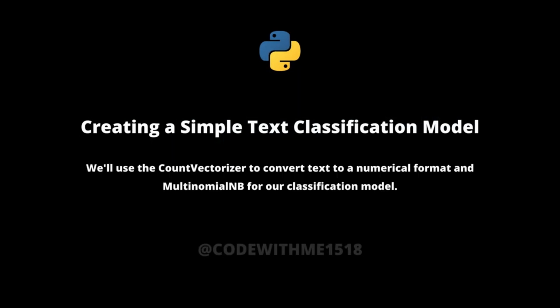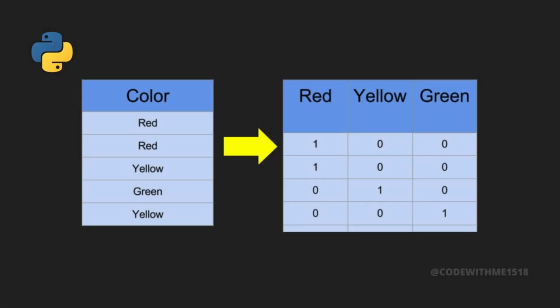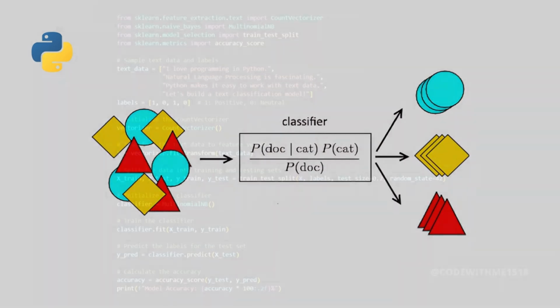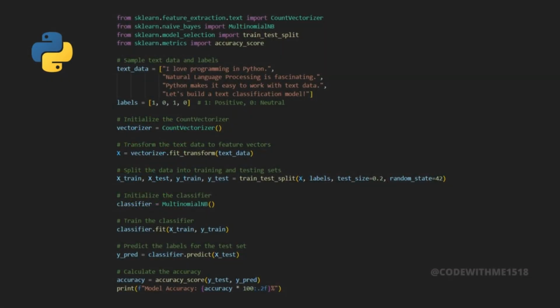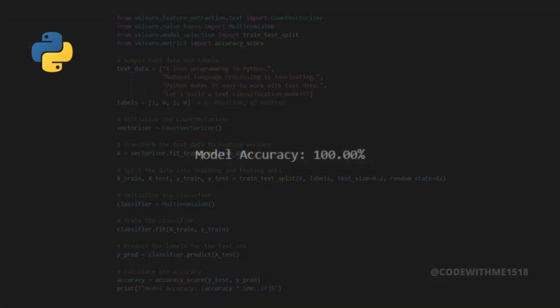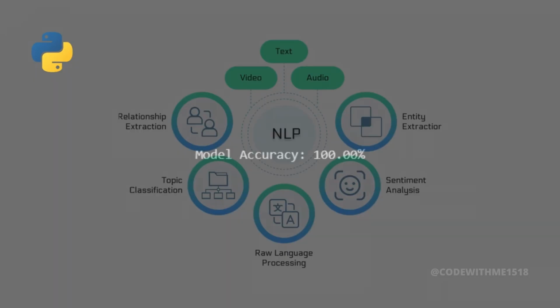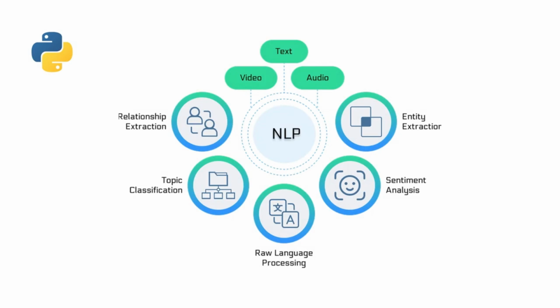Now, we'll create a simple text classification model using the pre-processed text data. We'll use the count vectorizer to convert text to a numerical format and multinomial NB for our classification model. Here's how we can build and train our model. And there you have it! We've successfully built a simple text classification model with 100% accuracy on our small dataset. Remember, this is just a starting point, and there's so much more to explore in NLP.